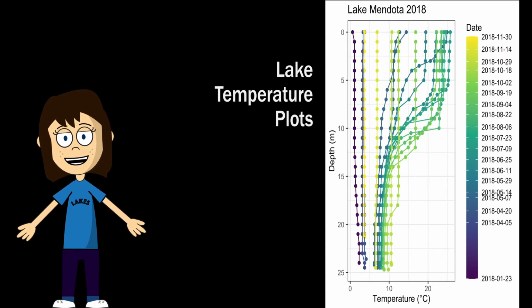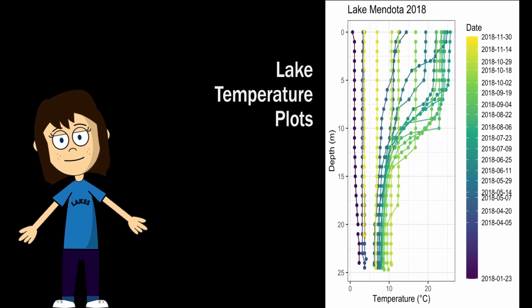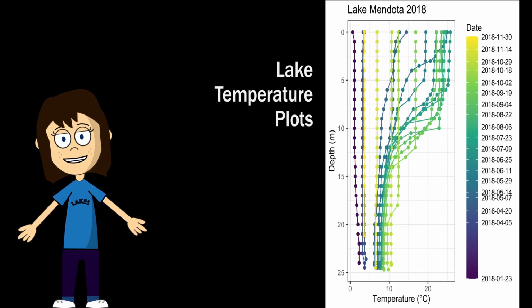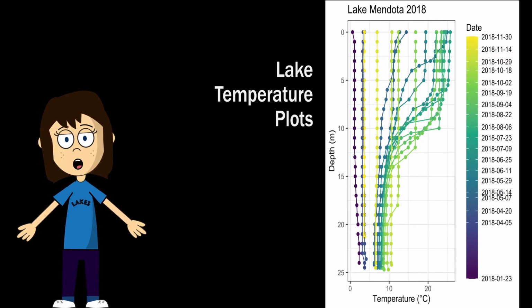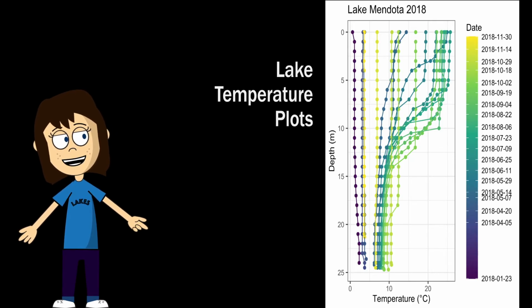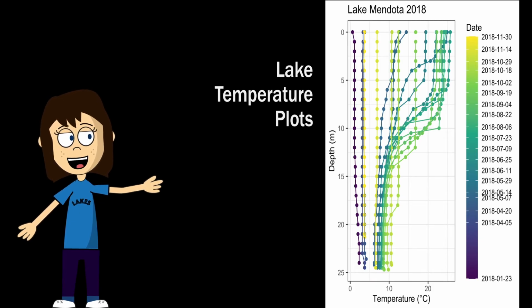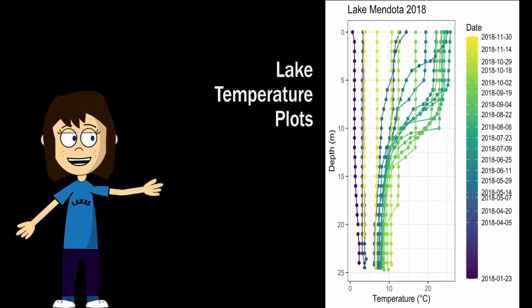So this is just collecting data on one day, in one spot. But to understand stratification, we need to take temperature profiles on multiple days. Here's a plot of dozens of temperature profiles taken on Lake Mendota over the course of 2018. We can see that in January, the lake is weakly inversely stratified, and the lake is isothermal by April.